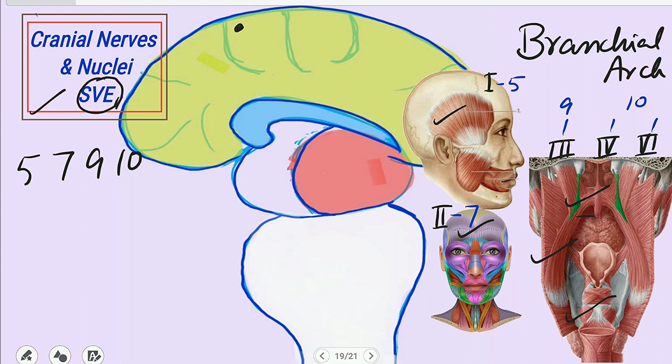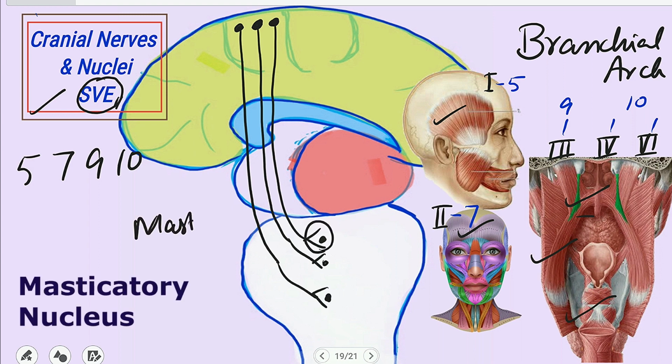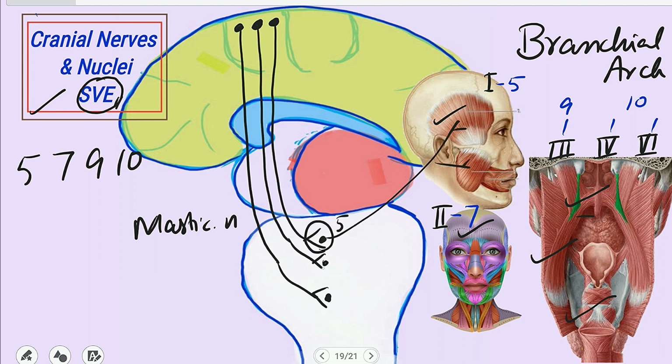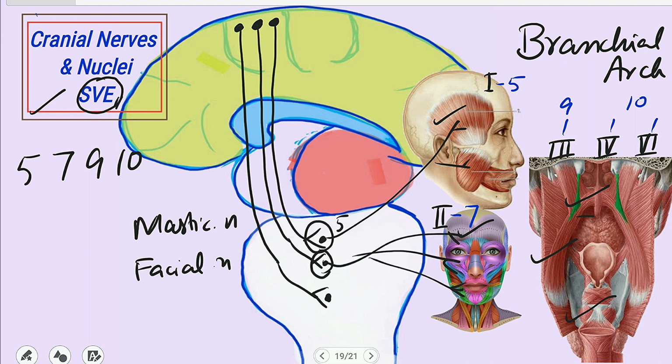It has the same neurons. Upper motor neuron is present in the frontal lobe motor cortex. It will descend downward and will reach the brainstem, where it will synapse with the second neuron, that is the lower motor neuron. The upper motor neuron will synapse with the lower motor neuron and we will get the nuclei. The nucleus for the fifth cranial nerve is known as the masticatory nucleus, and the lower motor neuron will supply the muscles of mastication. The nucleus of the seventh cranial nerve is known as the facial nucleus, a motor nucleus, and the lower motor neuron will supply the muscles of facial expression.